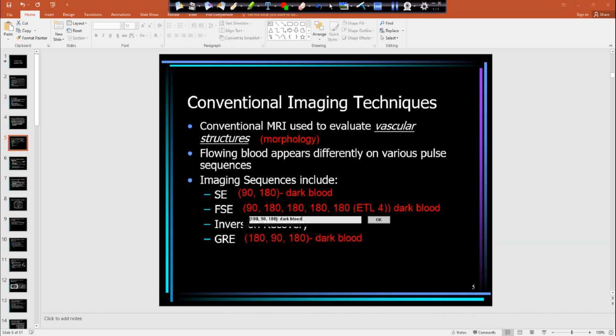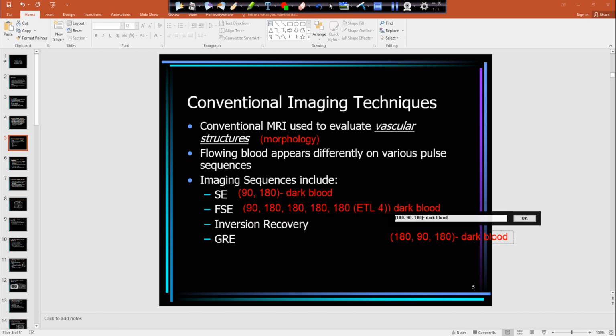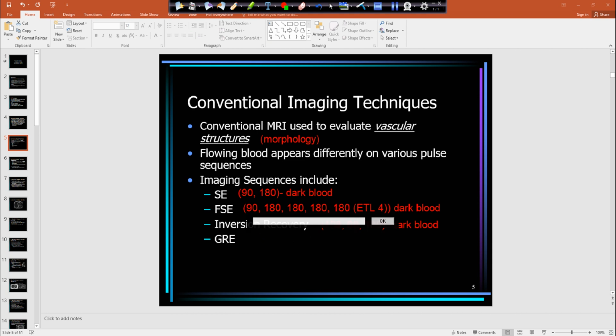All right, and then our gradient echo. What's our excitation pulse? 90 or different? Different. So it could be 90, but usually it's going to be less than 90. And no 180, because remember, we're refocusing with the gradient. So then what is our blood going to be? Bright.